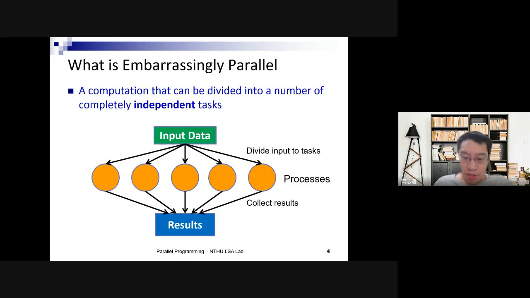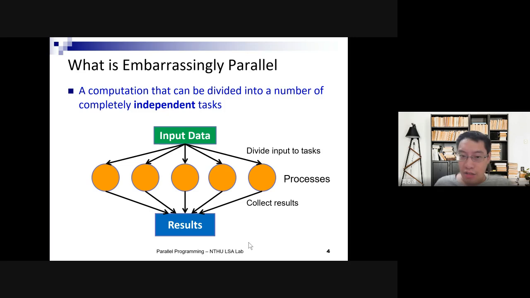Right? So first of all, the definition of an embarrassingly parallel computation. So what is an embarrassingly parallel computation? It's actually the simplest and the most ideal form of a parallel computation. It means the computation can be divided into a number of completely independent tasks. So that means you don't even require any communication or synchronization among those tasks during your parallel computation. So it's an ideal case, right? Because it doesn't suffer from any of the overhead we mentioned for parallel computation.